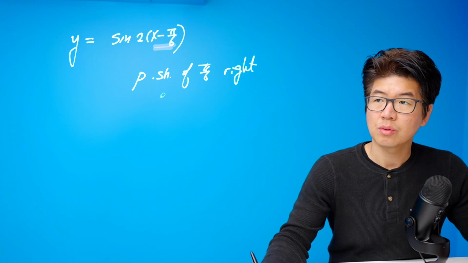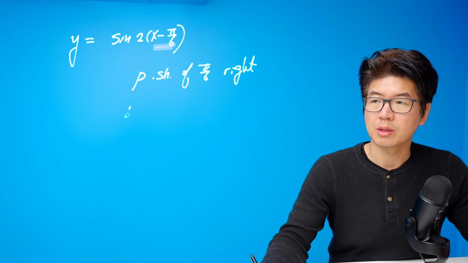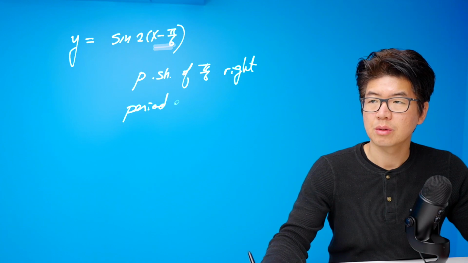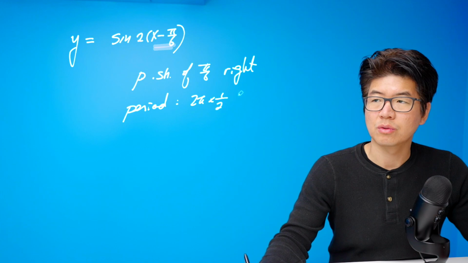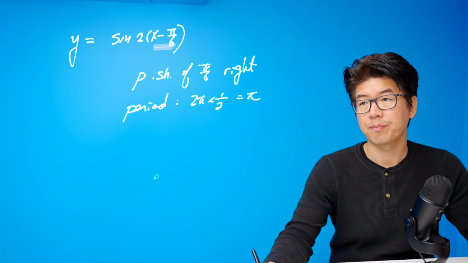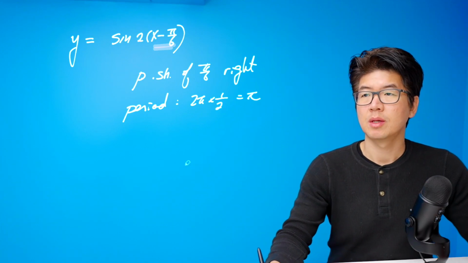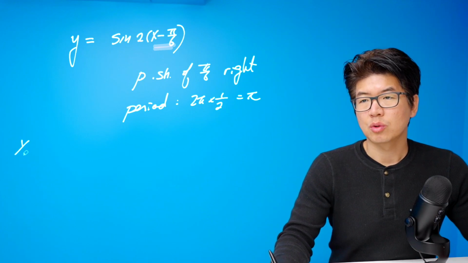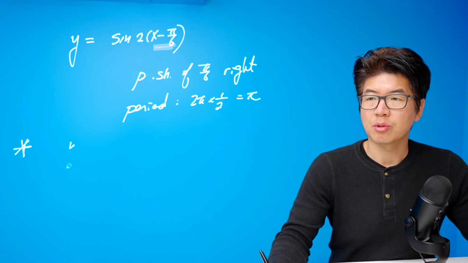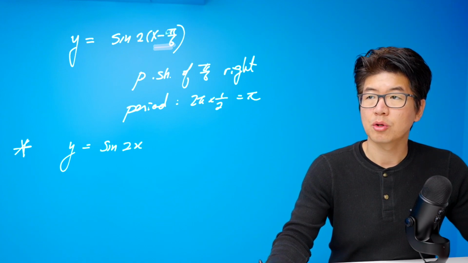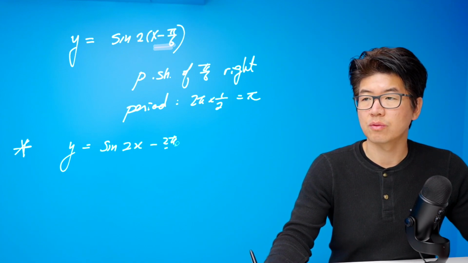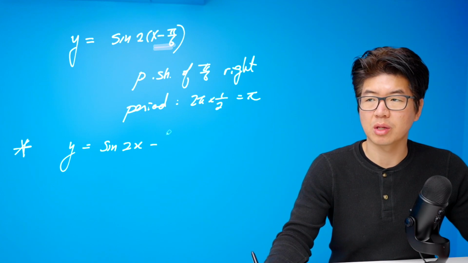This 2 though will make the period 2 pi times 1 over 2, so it's just pi. Now, make a special note about this. Sometimes a question like this can be presented in this way. I multiply this in, you get 2 pi over 6, so you actually get pi over 3.